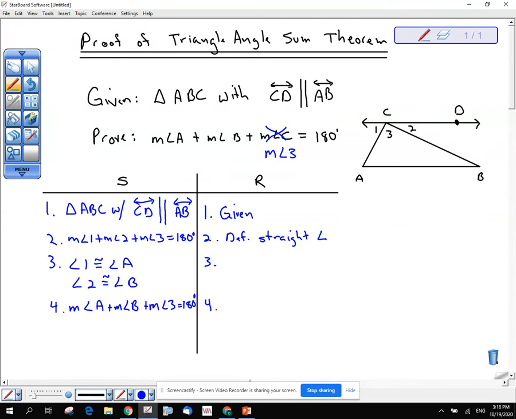Geometry, section 3.5. We'll get to that in just a moment. First, I want to show you the proof of the triangle angle sum theorem. This was what I had planned to show in class before we decided to go virtual this week. I do want you to see it.